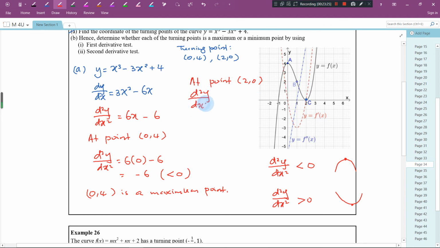So we test the second turning point, at point 2,0. d2y dx squared is equal to, we are going to substitute this x coordinate into this function. 6 times 2 minus 2, so you will get 6, greater than 0, right? So it means that 2,0 is a minimum point. Okay, so this is how we determine the nature of a turning point.